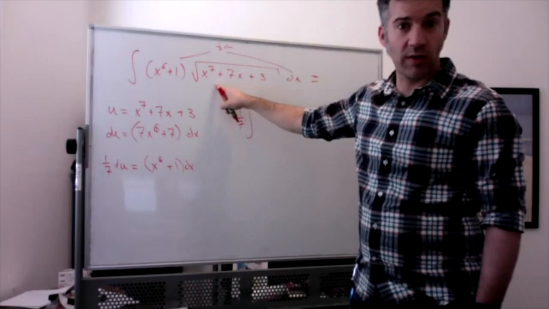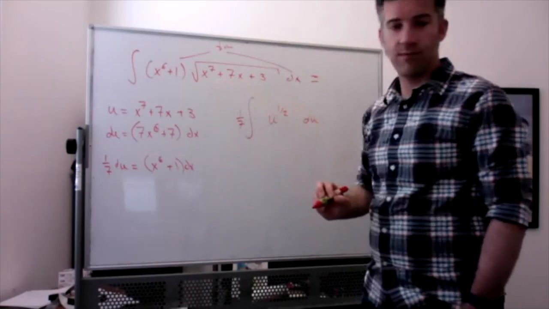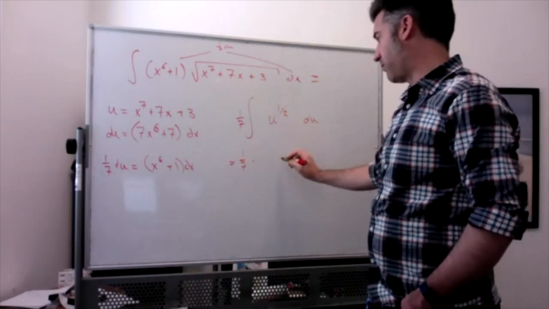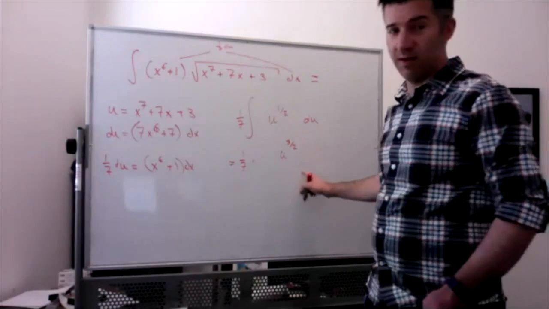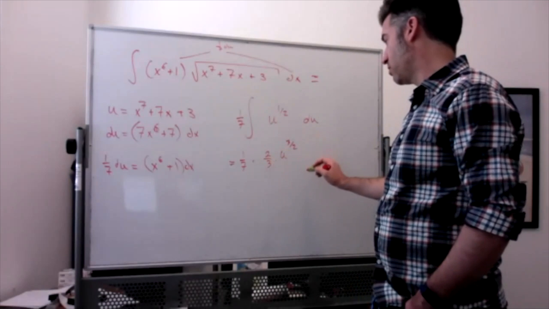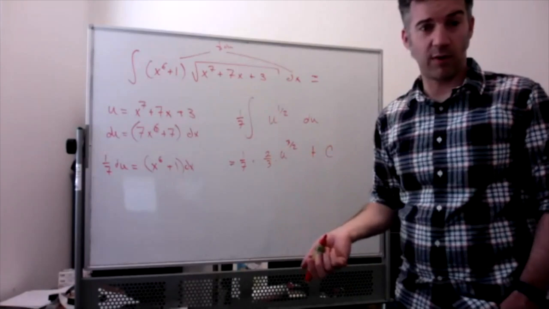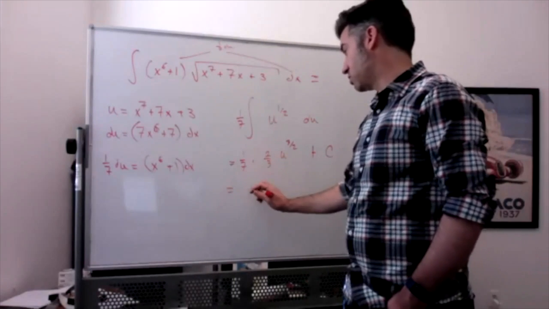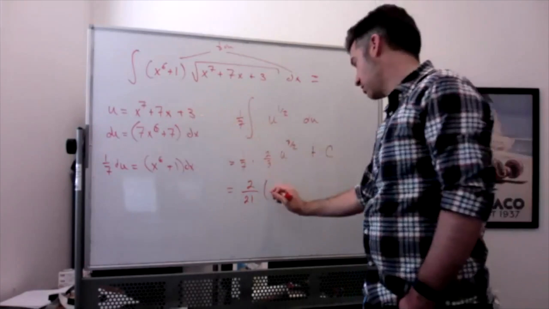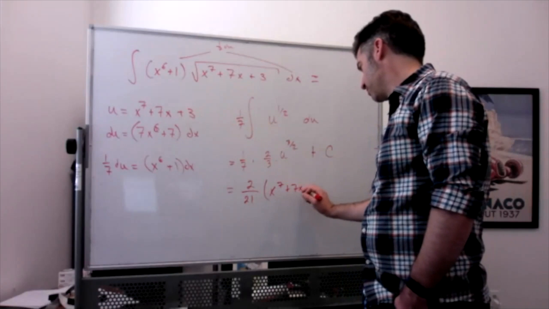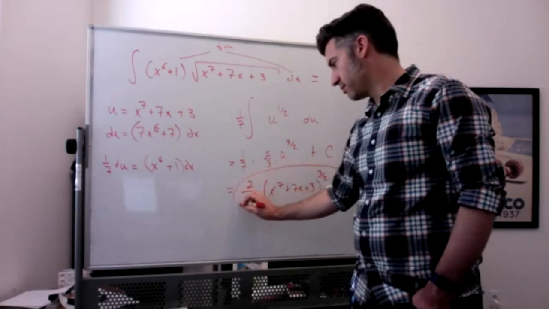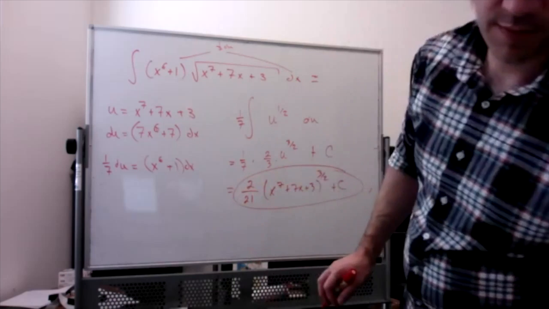And then that's just going to be the square root of u, or u to the 1/2. And then we know how to integrate that. So your 1/7, the integral of u to the 1/2, you add 1 to the power and get 3/2. And dividing by 3/2 is the same as multiplying by 2/3. And then plus c. And then we have to plug back in what u is equal to. So I'm going to simplify this as 2/21 times u, which is x to the 7th plus 7x plus 3, to the 3/2 power plus c. That's not too bad.